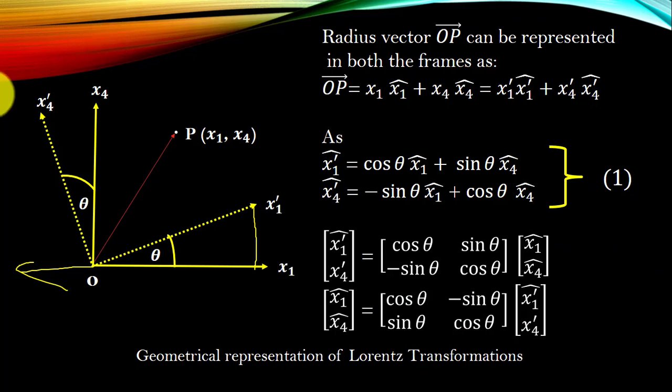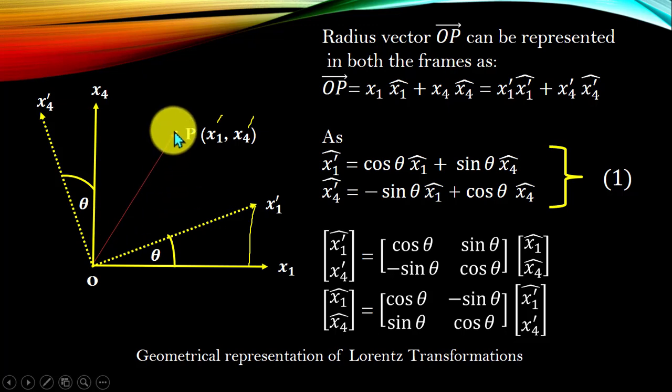So now, as you know, this vector OP, suppose its magnitude in this x1 x4 frame of reference will be x1, the component of this vector along this direction, x1 cap, plus x4 cap. So these are the vector components in the x1 x4 frame of reference. So I have written it like this. Now suppose we are taking its coordinates in the x1 prime x4 prime frame of reference, and there its coordinates are x1 prime and x4 prime.